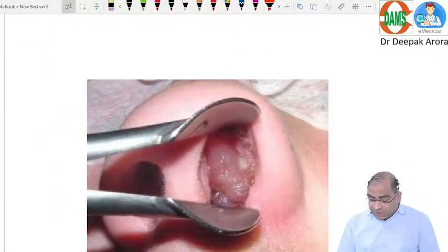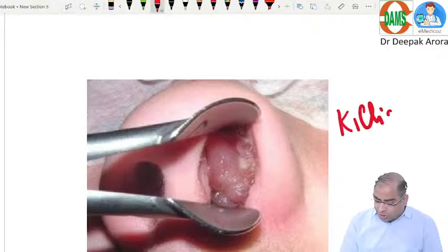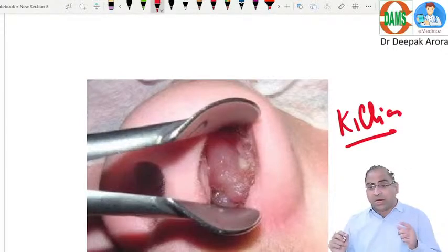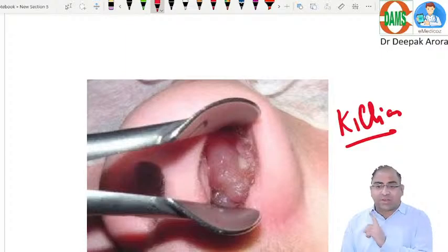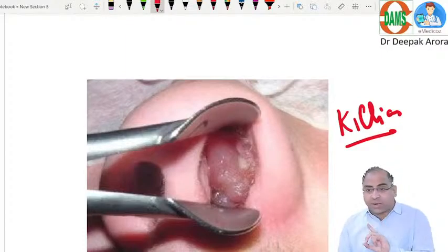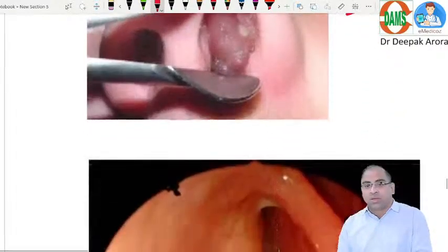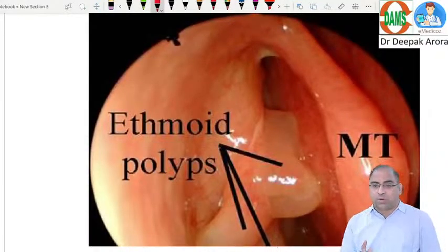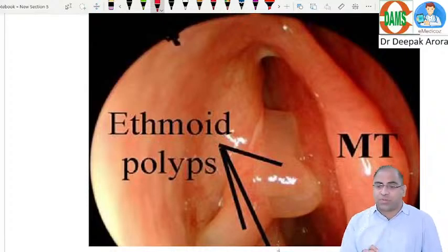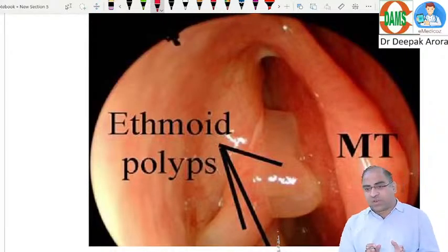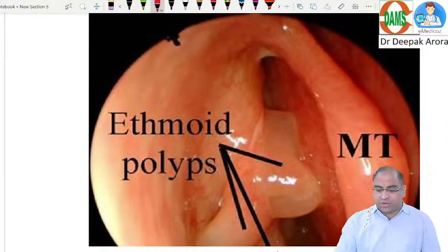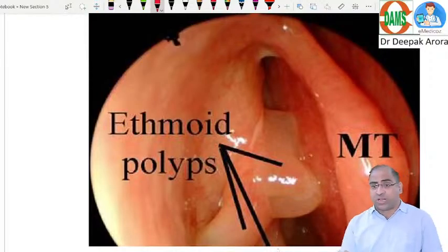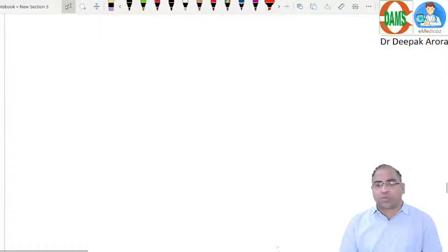Examiner shows you a unilateral polyp. This is known as Killian's polyp, antrochoanal polyp, single large unilateral, from the maxillary sinus. No recurrence is there. This is multiple grape-like polyps, ethmoidal polyps, bilateral grape-like polyps. What is the investigation of choice? It is endoscopy. If you are doing endoscopy for investigation, it is diagnostic endoscopy. If you are doing it for treatment, it is FESS, functional endoscopic sinus surgery.